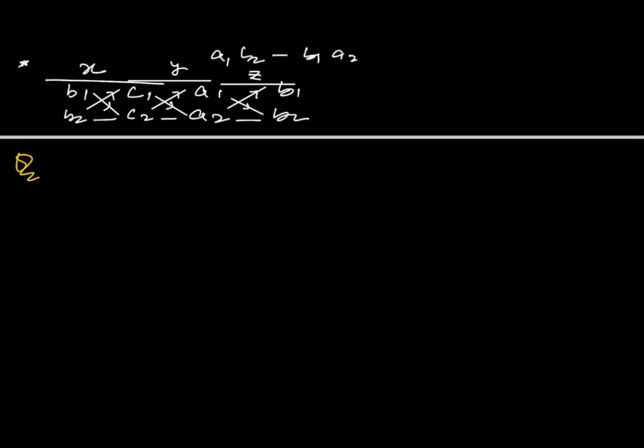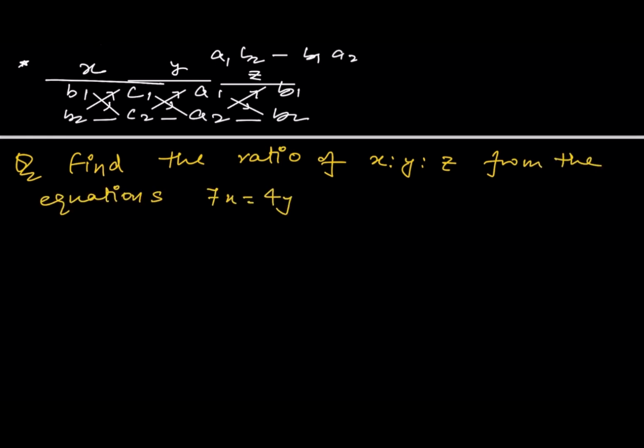So question 1 is, find the ratio of x is to y is to z from the equations 7x is equal to 4y plus 8z and 3z is equal to 12x plus 11y. So students, if we have two equations in three unknowns, then we can only find the ratio, right? So let us proceed according to the cross multiplication rule.